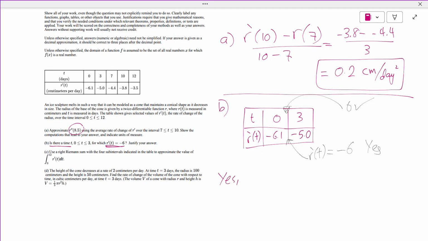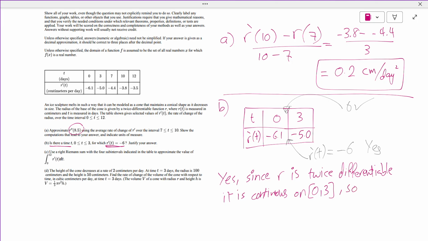We can say, yes. First of all, we have to mention that since R is twice differentiable, it is continuous on the interval from 0 to 3. So, by what we did here, which is called the intermediate value theorem, unit 1.